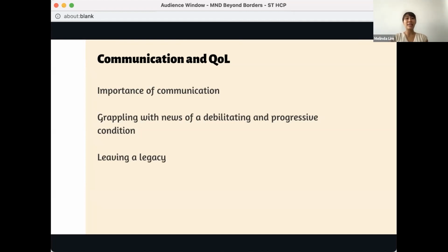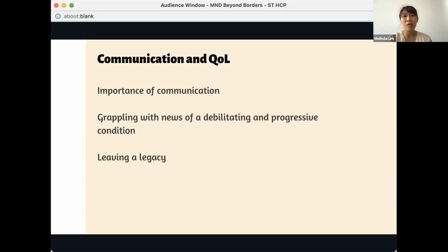Another point I wanted to talk about, regarding communication and QOL, is leaving a legacy. Sometimes it is through communication methods, where you write something down, you put something concrete in place so that you can tell people your story, even when you are no longer around. If you are a father with very young children, how do you leave a legacy for them to still know who you are, who you were, when you're not around?